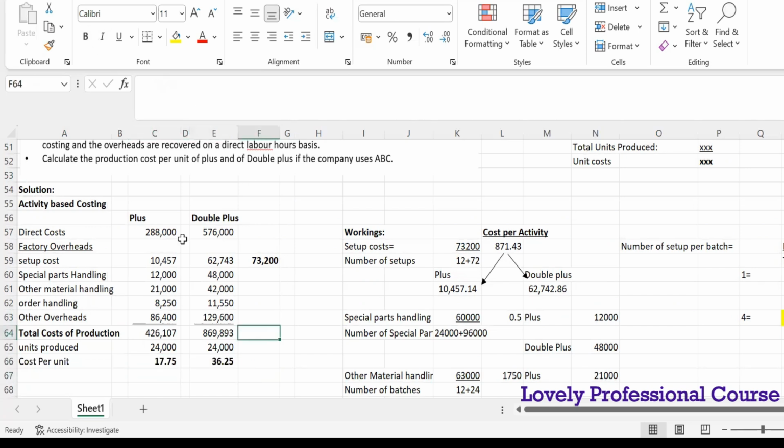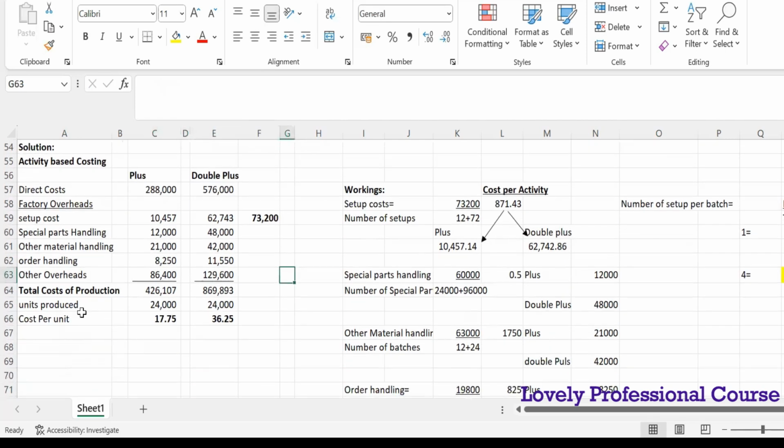No problems in it. So the money we were using, it was euros. So these are the money. We are now, the cost per unit, it is this. So this is plus and double plus.